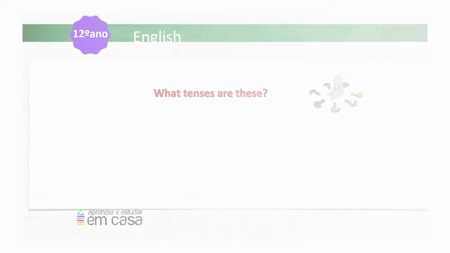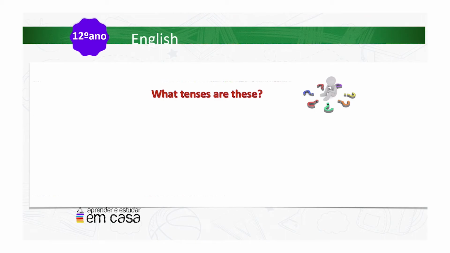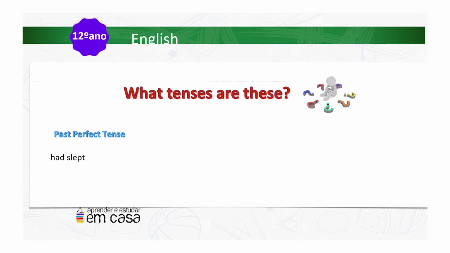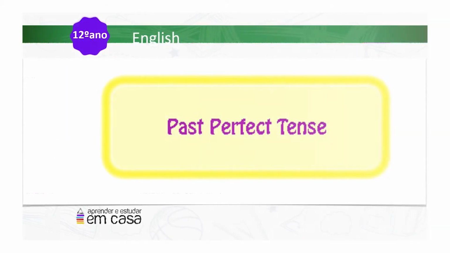They are highlighted because they are the verb tenses that we are going to use today. So what tenses are these? Had slept. Had slept is the past perfect tense. And finished chatting, finished, is the past simple. As I told you at the beginning of the class today, we are going to focus mainly on past perfect. Okay? So let's see. Past perfect.